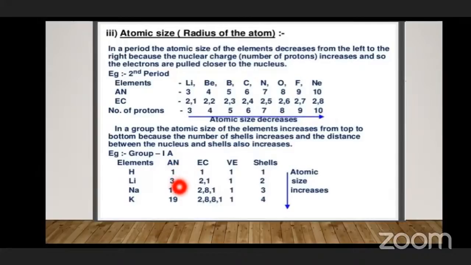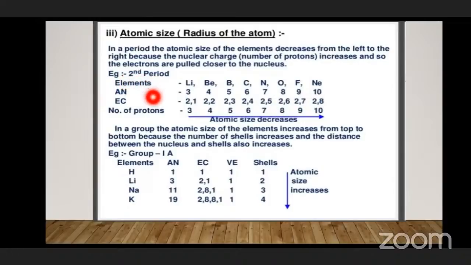Here the number of protons is increasing, and here also the number of protons is increasing. But why only here are the protons, or the positive charge, pulling towards the nucleus? Once you observe along the period, the electrons are filling in the second shell only, but the protons are increasing continuously and the shell number is the same. These valence electrons are present in the second shell everywhere in the second period.